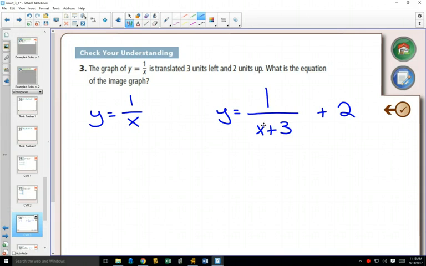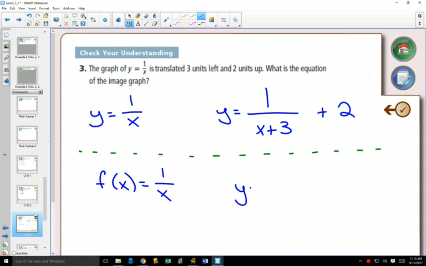Now, I said before we left for the fire drill that we would also look at this in function notation. So in function notation, instead of writing y equals 1 over x, we could write it as f of x equals 1 over x. And then the equation that we're wanting to write, which is 3 units left and 2 units up, you could write that first in function notation. So 3 units to the left would be inside the function, and then plus 2 afterwards.